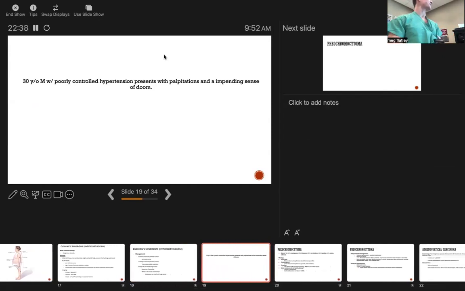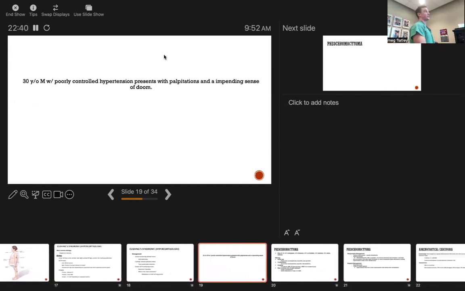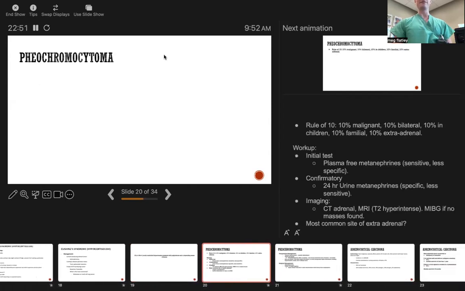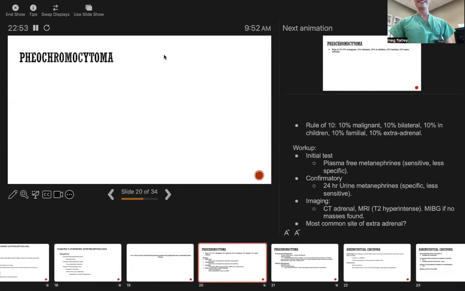Okay, next case: a 30-year-old male, poorly controlled hypertension, has palpitations, and an impending sense of doom. Some people feel this constantly. Pheochromocytoma, good job, everyone. Okay, what are the rule of tens for pheochromocytoma?